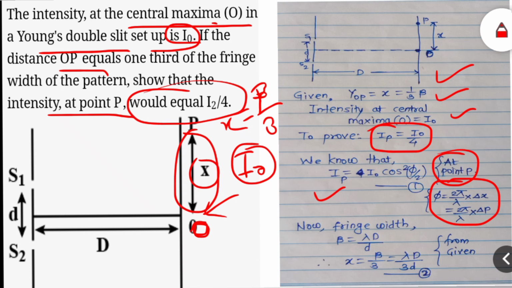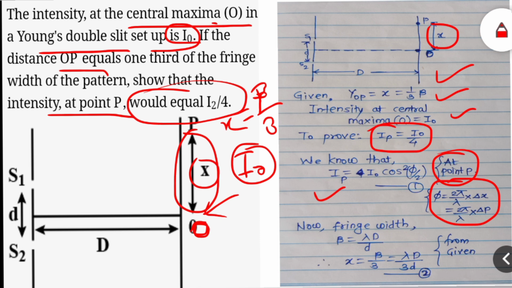Now why have I written delta p? Because I know that x is already included in the question as the distance OP, so I will not include it as delta x because it will make a lot of confusion. So instead of delta x we have taken delta p. Fine. Now my target will be first, for finding the intensity, I should know the phi. But how can I get the phi?